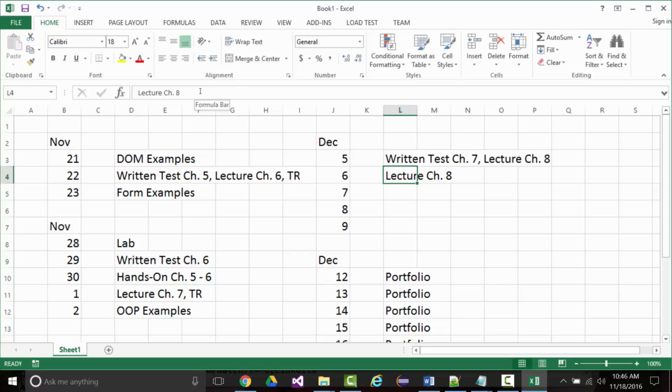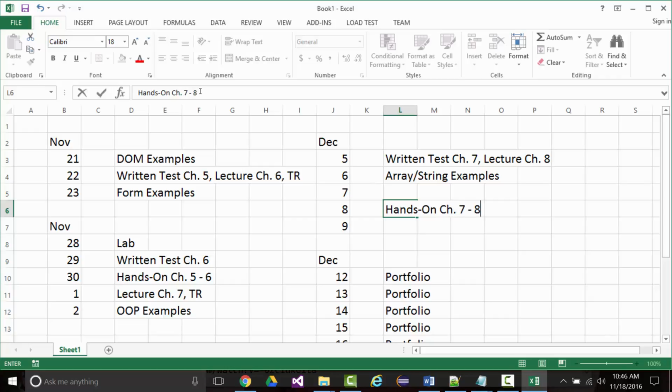All right, here, chapter 8, we go through some array slash string examples. But then I would put this off until probably Thursday. And so this would be the hands-on for chapters 7 and 8, and that would make that also a portfolio day, and that would be a lab day.